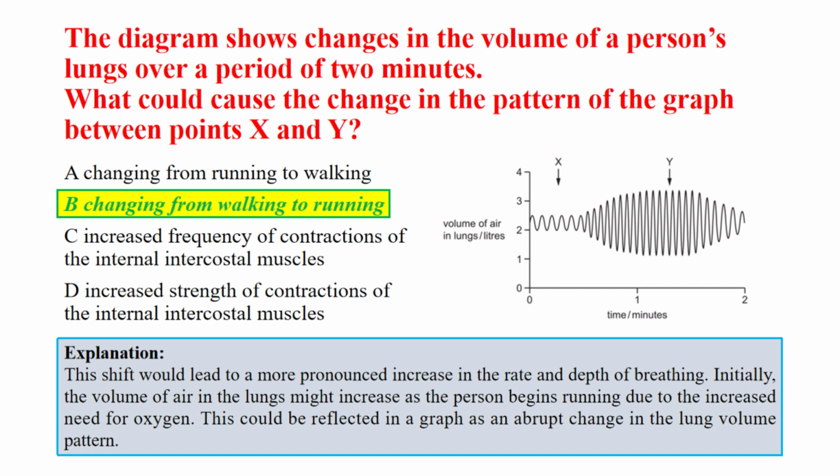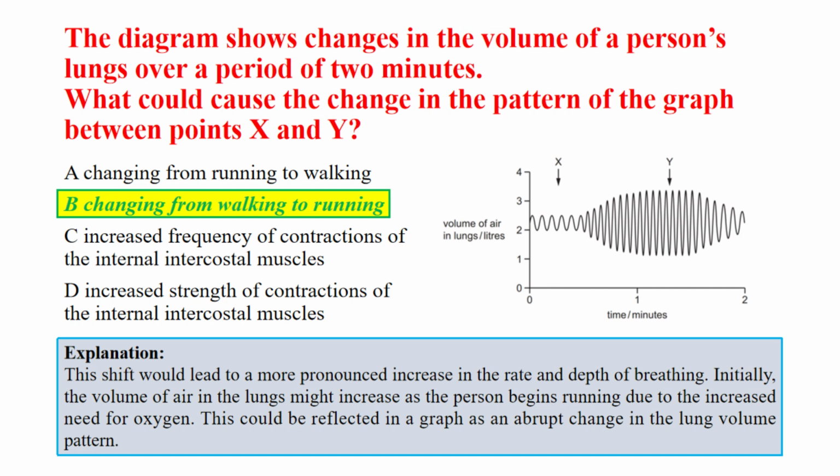Now let's take a closer look at a question about changes in lung volume over time. The diagram provided shows how the volume of air in a person's lungs changes over a 2-minute period, with specific points labeled X and Y. We need to determine what could cause the change in the pattern of the graph between these points. Here are the options to choose from.